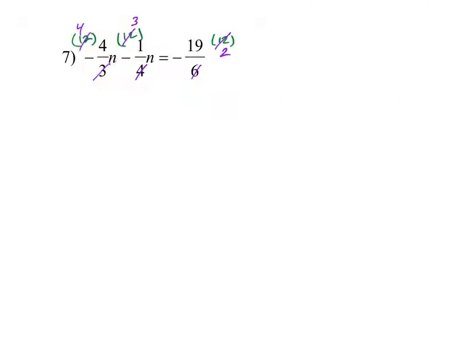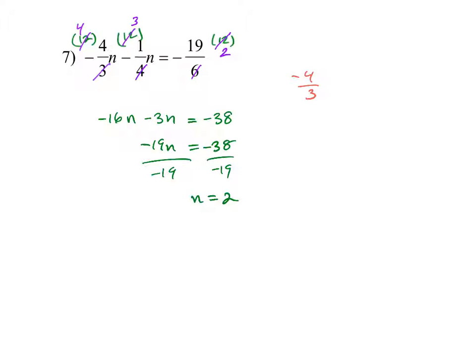So I have 4 times negative 4 is negative 16n minus 3n equals negative 38. So negative 19n equals negative 38. And I'm just going to divide by 19 on both sides. So n equals 2. Now my check, again, I'm going to substitute on the original equation.